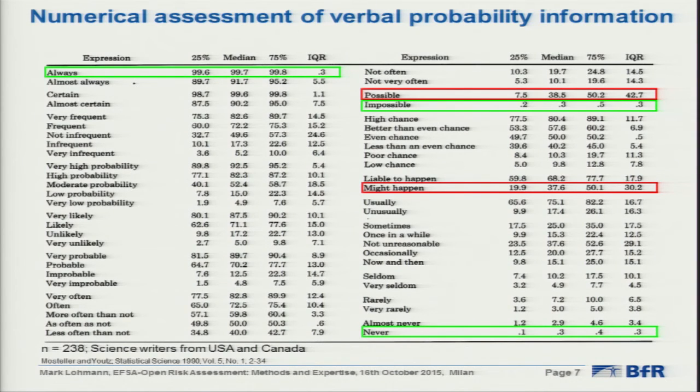As a summary, one can say that this transformation is nearly impossible. It succeeds sometimes with the terminology always or impossible and never. Here the range of answers is very low, but it is quite impossible for possible or might happen. Here the range of a numerical assessment is too high, and this is also the case for many other verbal probability information. As a consequence, there seems no other solution than to define its own understanding of these probability terminologies and to write it down in a guidance document in order to make it comparable and transparent.